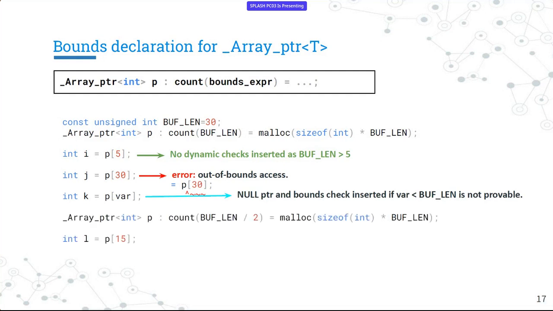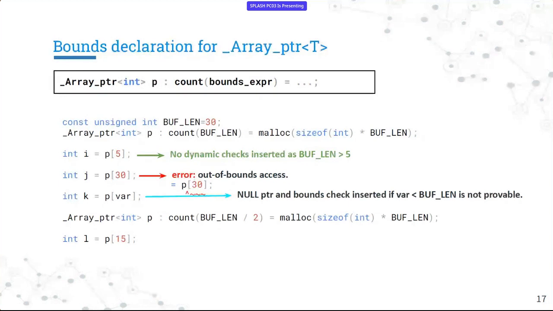So note that the bounds are correlated using the bounds annotation. It doesn't matter what the size of the object that you point to is. We always, or rather Checked C always uses the annotation provided by the developer. Here, in the second declaration, we can see that P actually points to an array of size 30 elements. However, the annotation says that the bounds are only 15 elements.